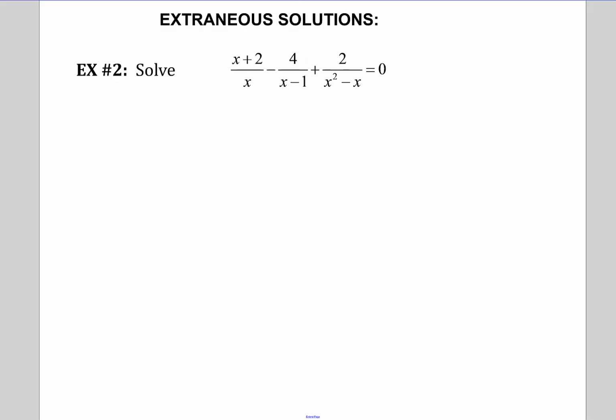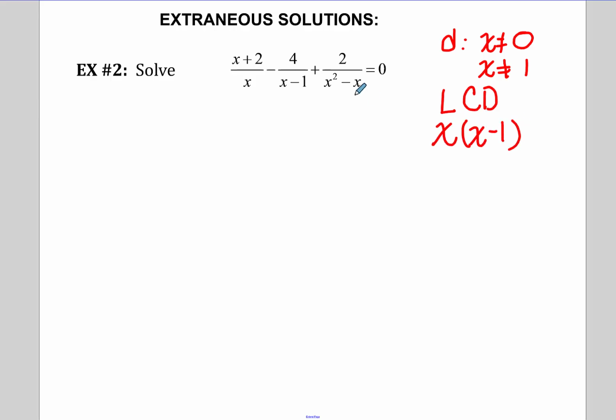In this case, a little bit more complicated here. You can see that the domain is restricted. We are not allowed to have division by 0, so I can't have 0. And in the second term, we can't have a 1. So those would be extraneous if we got those solutions. And this is just a product of these two factors together. So same restrictions hold. And then our least common denominator would be x times x minus 1, or x squared minus x.